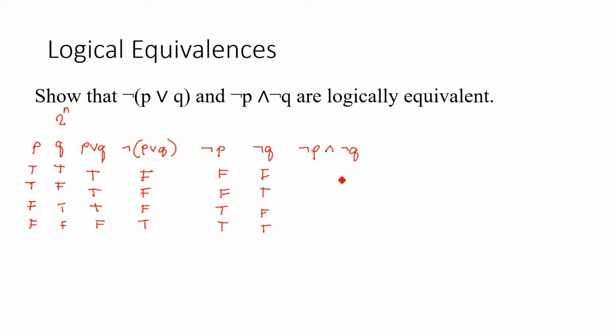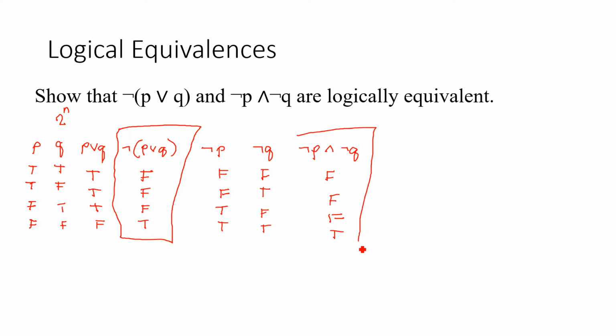So if it is false, false, that is false. If it is false, true, then it is false. If it is true, false, then you have false. And if it is true, true, then it is true. As you can see, these two columns have exactly the same truth values. Therefore, these two statements are logically equivalent with each other.